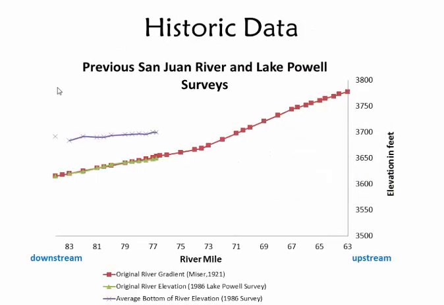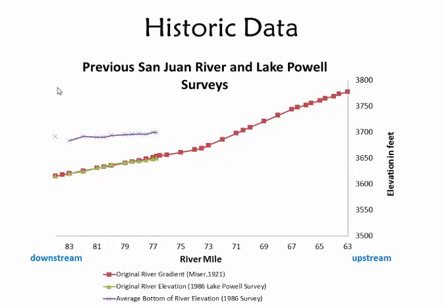So that's what this looks like if you plot it. The reddish-brown squares represent the stream profile taken from the Miser survey, with upstream being on the right and downstream being on the left. I know that's just the way you do river profiles. Sorry if it looks backwards. And then the purple represents the elevation of lake sediment in Lake Powell in 1986, so shortly after that high stand event.